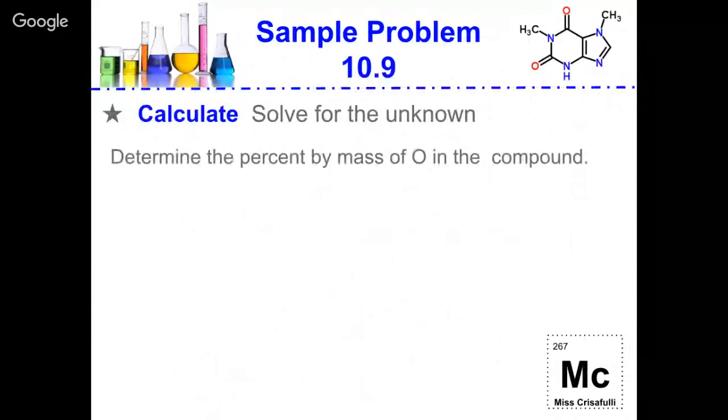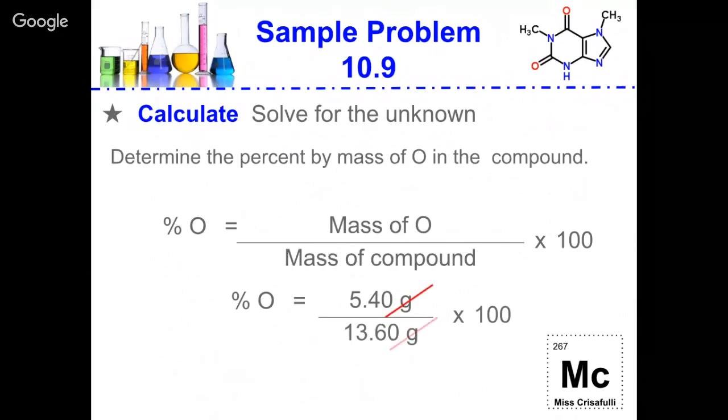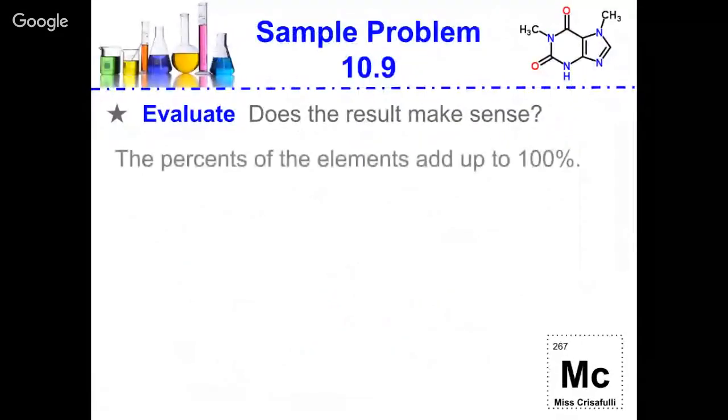Now we can do the same thing for oxygen. So the percent of oxygen is equal to the mass of oxygen over the mass of the compound times 100. Remember, the mass of oxygen is 5.4 grams. The mass of the compound is 13.6 grams. We're going to multiply that by 100 because we want a percentage. Grams cancel again, and we end up with 39.71% oxygen. Now, how do we know if we did this right? The percentages should add up to 100, and they do. So we're good.